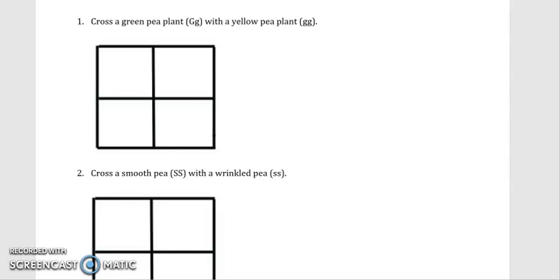Alrighty, on today's episode, we are going to talk about Punnett Squares. Yay! If you are a nerd like me, Punnett Squares are really fun. Even if they're not fun, they're relatively straightforward. So I'm going to show you guys how to do that today.